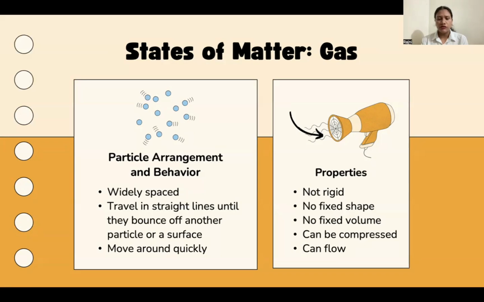So, moving to the properties, the particles in the gaseous state are widely spaced. They travel in a straight line until they bounce off another particle or a surface. They move around quickly as they have larger distance between the particles. So, linking the properties and the particle behavior, we can conclude that gases are not rigid, they don't have any shape nor fixed volume, they can be compressed and they can flow.